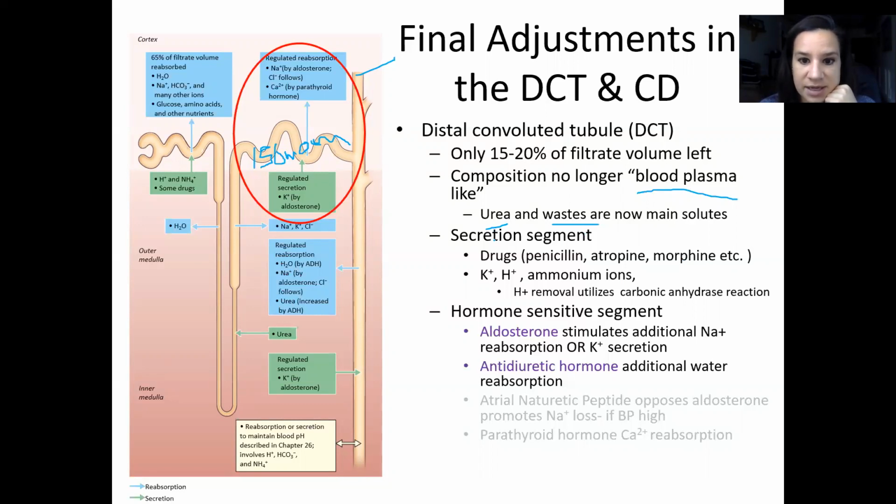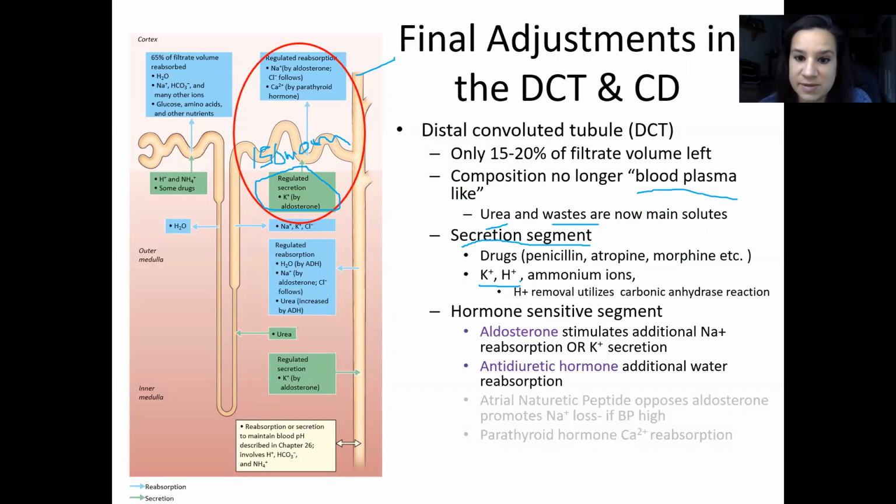So the DCT has a couple of nicknames. Sometimes we call it the secretion segment because this is where a lot of secretion is happening. So again, draw your attention to the green box here. And again, things that were too big to find their way out, like drugs, they're going to be secreted in here. And then we'll spend just a couple minutes with these mechanisms: potassium, hydrogen, ammonium ions. Again, ammonium is something that contains nitrogen, so it fits the category of a nitrogen waste. And then we have potassium.